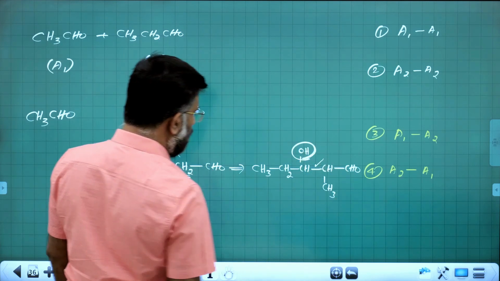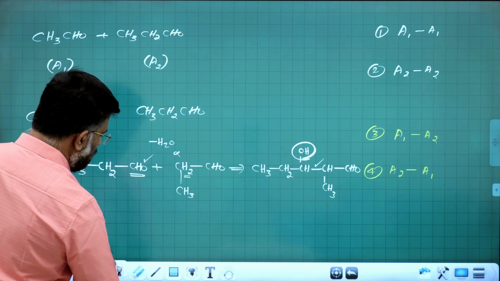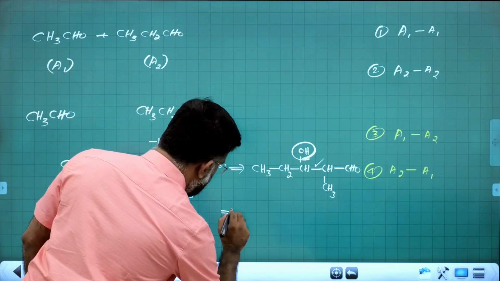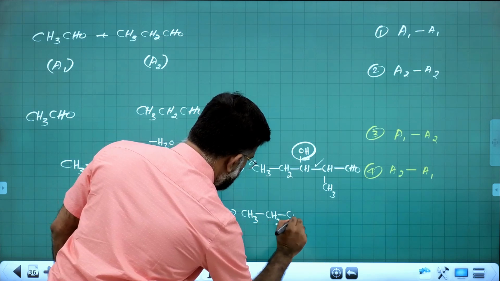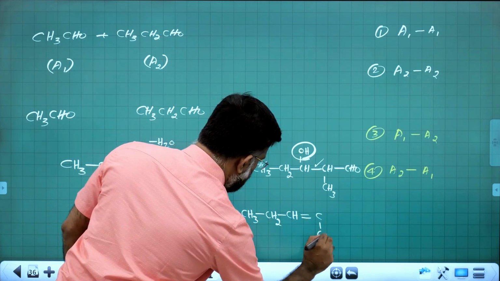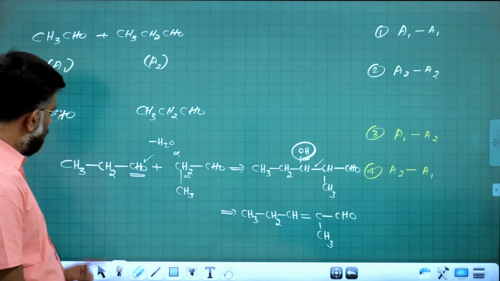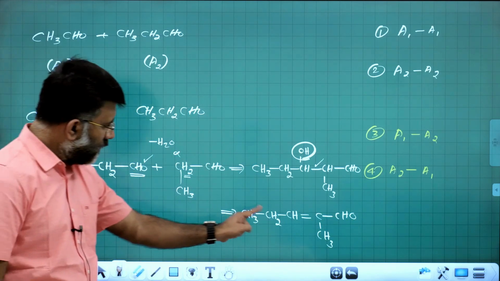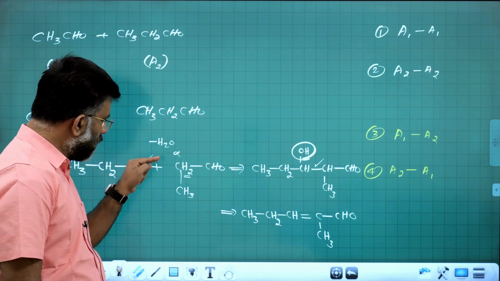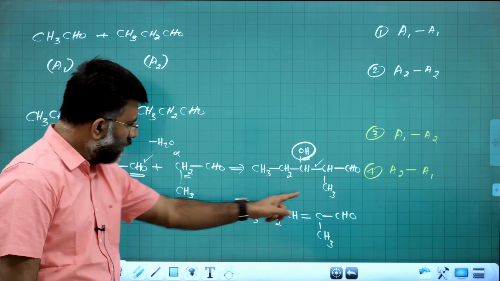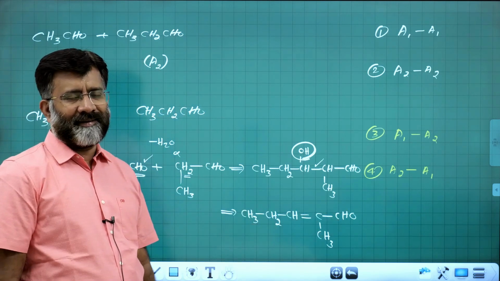You get a double bond here. Same thing I am explaining here: OH, oxygen and H2 out. The final product will be CH3, CH2, CH double bond, C, CH3, CHO. You see that? CH3, CH2, CH connected with a double bond, and H2 gone, C, CH3, CHO. That is the final condensed product.